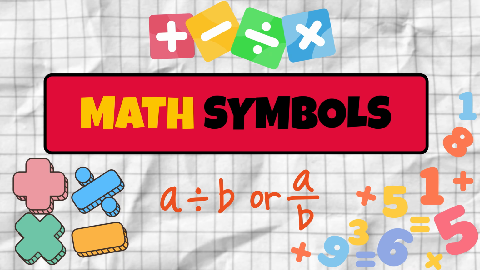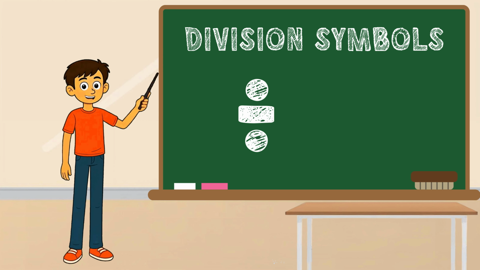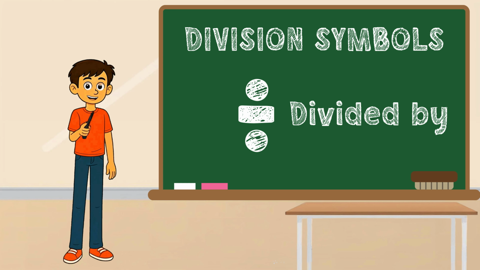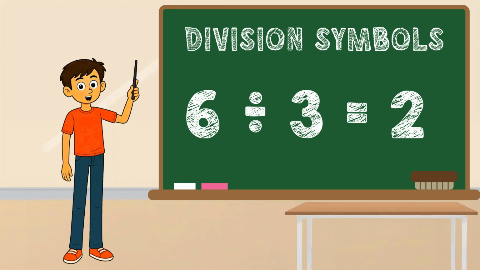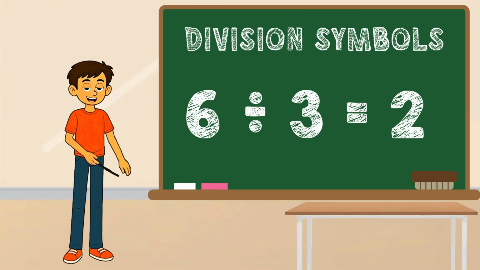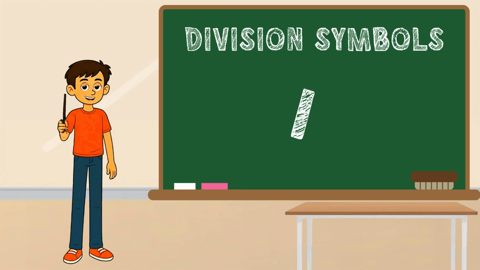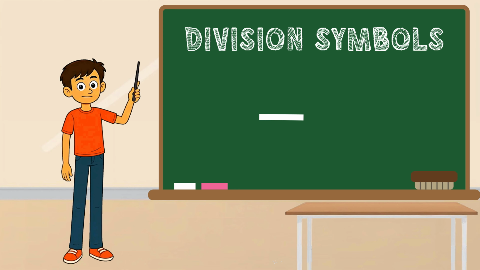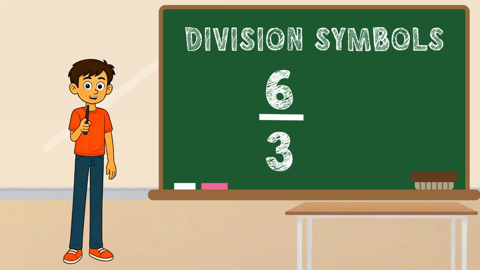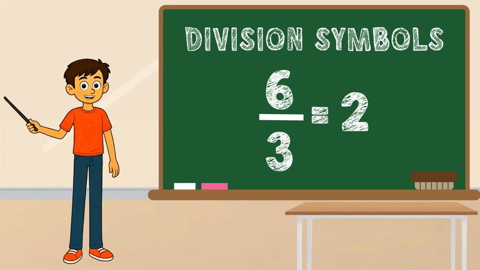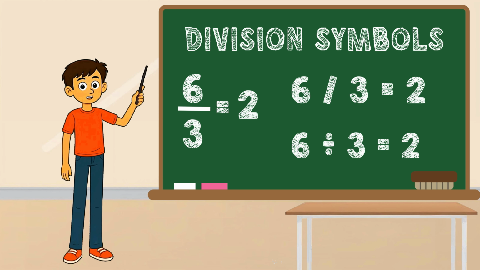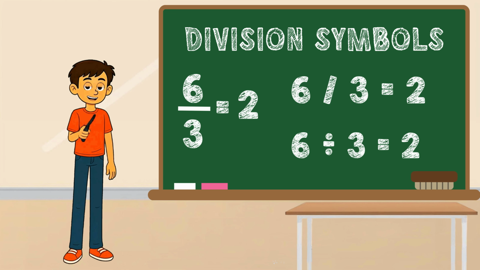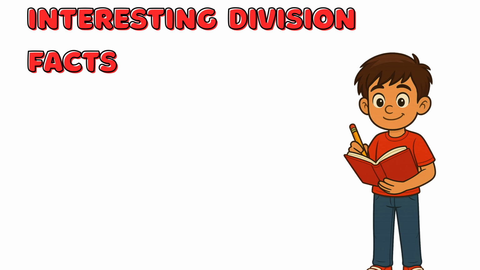All right, let's talk symbols. See this one? That's the division sign. When you see it, you say divided by. Like 6 divided by 3 equals 2. You can also write division using a slash, like 6/3 equals 2, or even with a line like a fraction, 6/3 equals 2. They all mean the same thing, just different looks. Cool, right? Same math, different style.